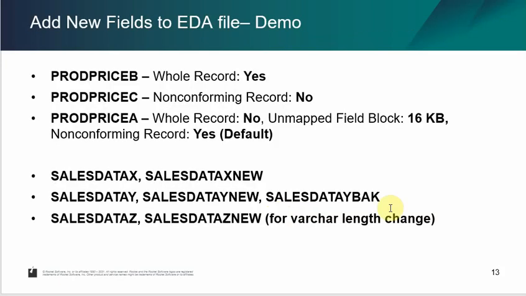Next, I will use a couple of files to demo all the situations. I use product price B to demo the whole record option, product price C is another option, and product price A is the standard default option. Then for another option, I use 3 different files to show you how to deal with the new column or Varchar length issue.